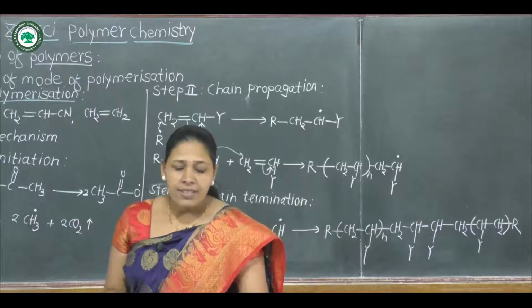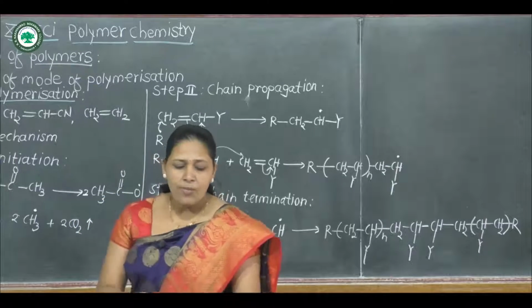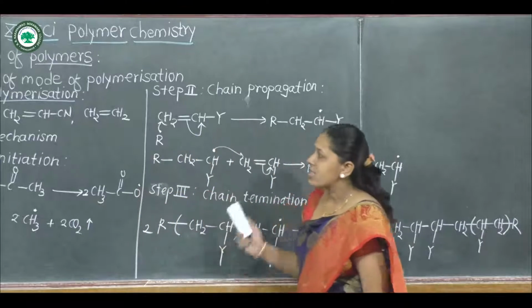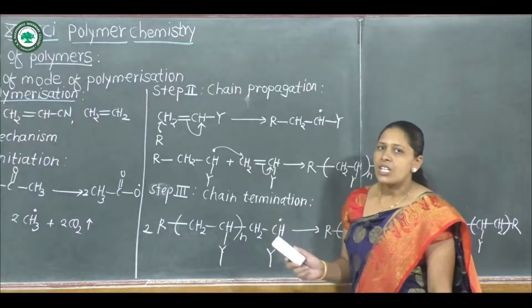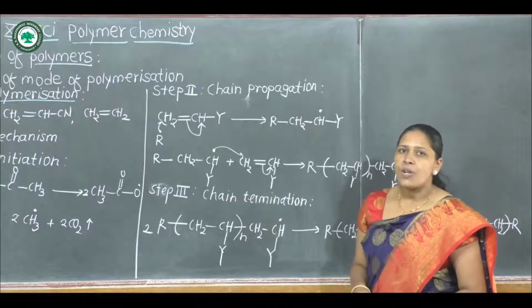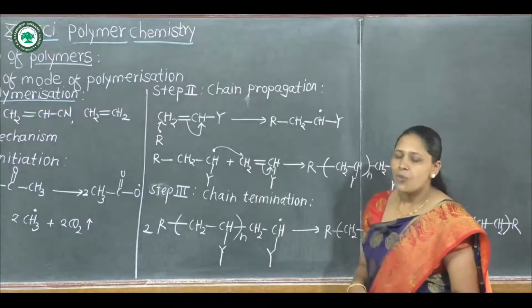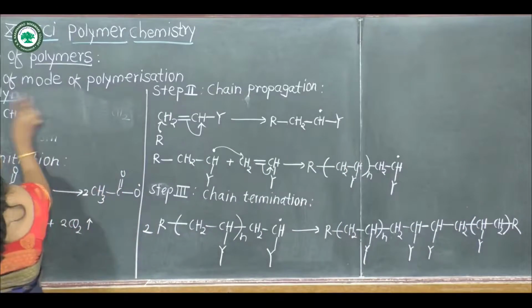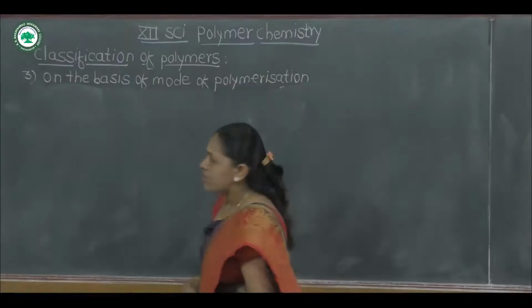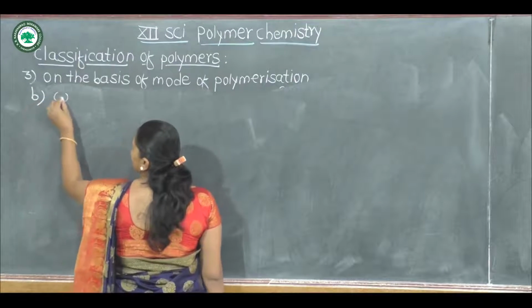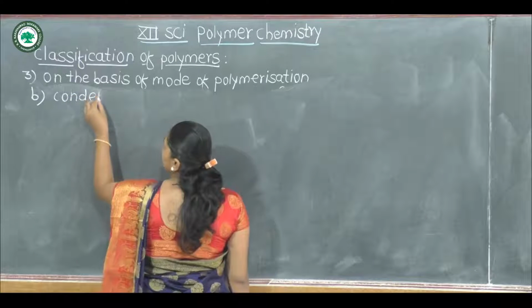This is the first mode of polymerization. Generally, monomers having a double bond undergo addition polymerization. Then the next is condensation polymerization. The second type of mode of polymerization is condensation polymerization.